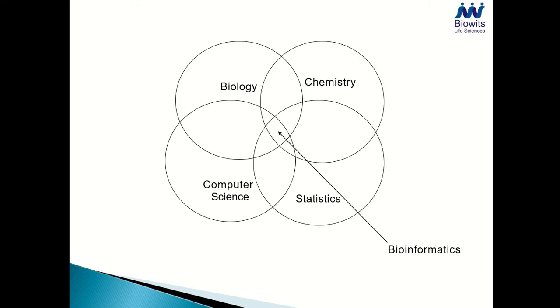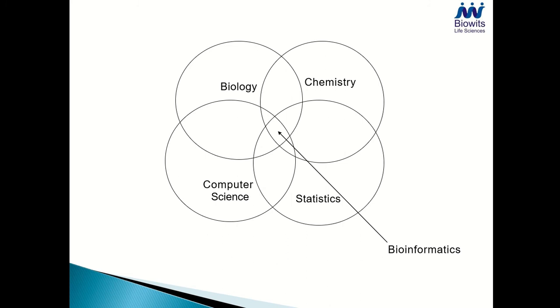Let's go ahead. As you can see, there are different branches of knowledge: biology, chemistry, computer science, and statistics. All of these four circles are intertwining with each other, and they are intersecting in one particular point that indicates similarity or resemblance. That particular similarity is what we call bioinformatics.